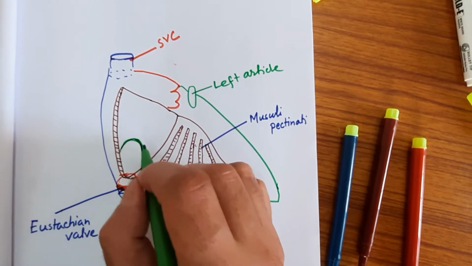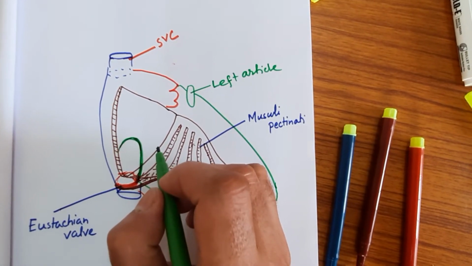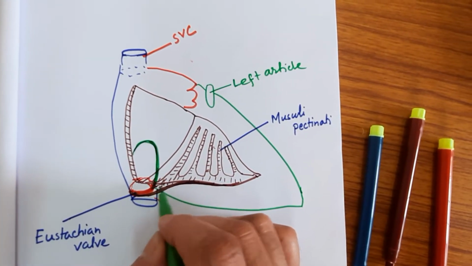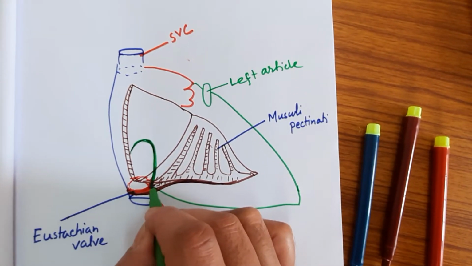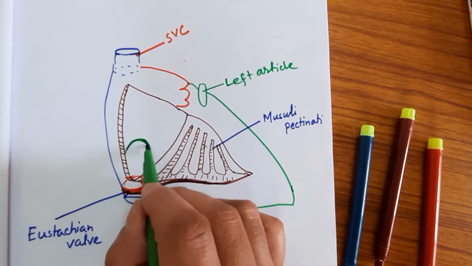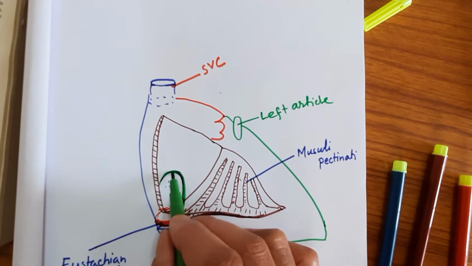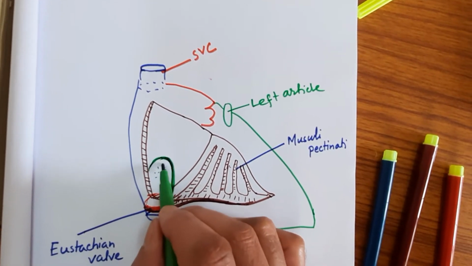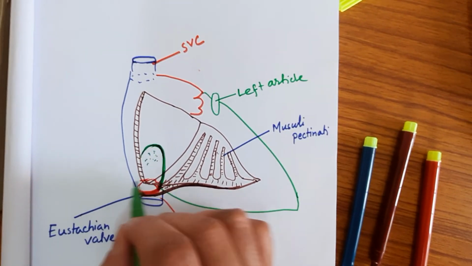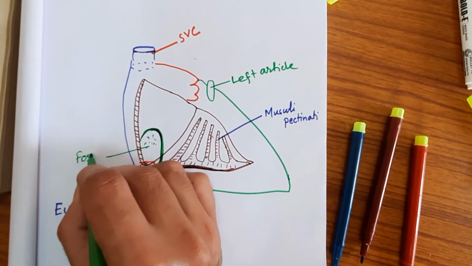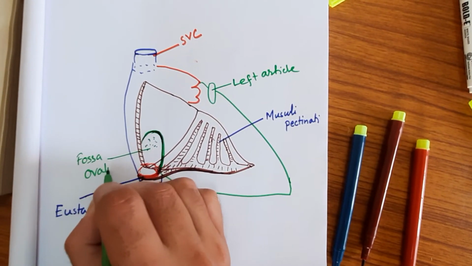Here in the smooth part, you will get one structure known as the limbus fossa ovalis. The left horn continues with it. Just inside the limbus fossa ovalis, you will get one depressed part, and this is known as the fossa ovalis.